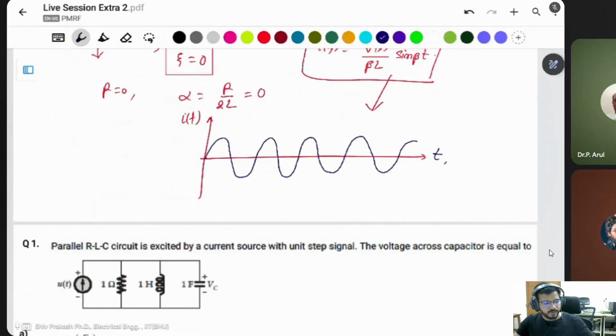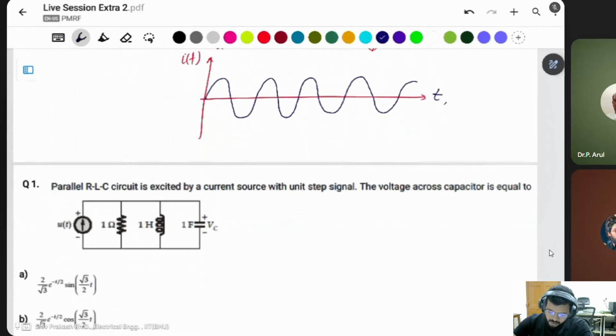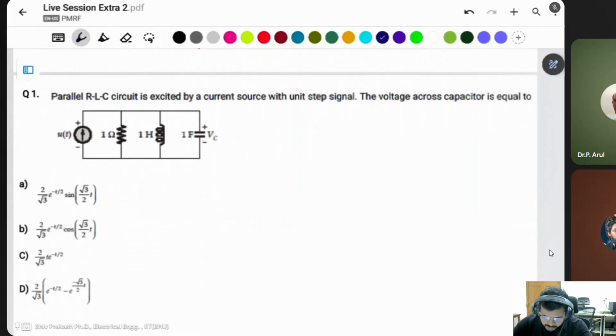Okay, let's try the question first. A parallel RLC circuit is excited by a current source with a unit step signal. The voltage across the capacitor is equal to what? I think I already taught this same circuit in the previous session.